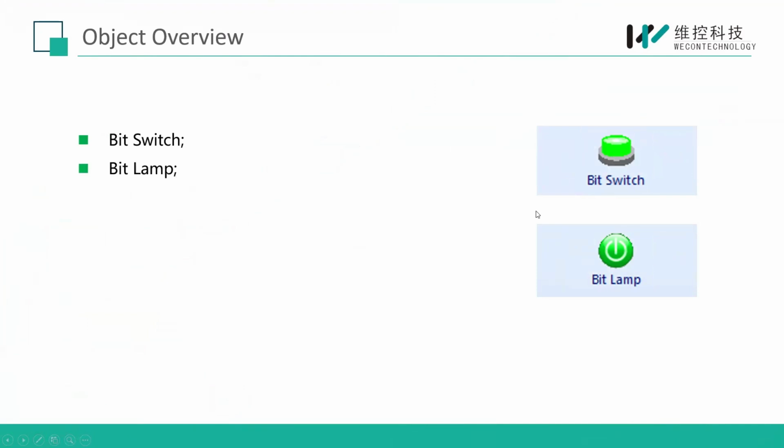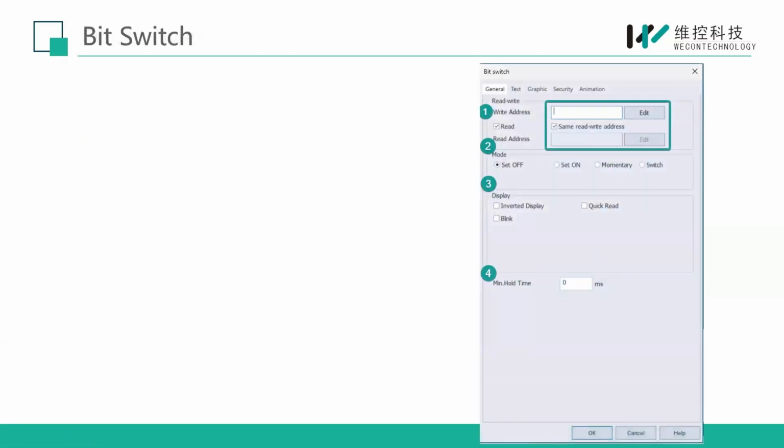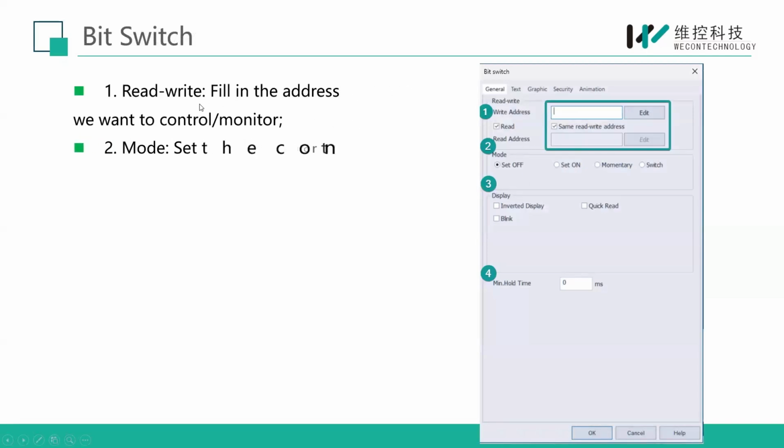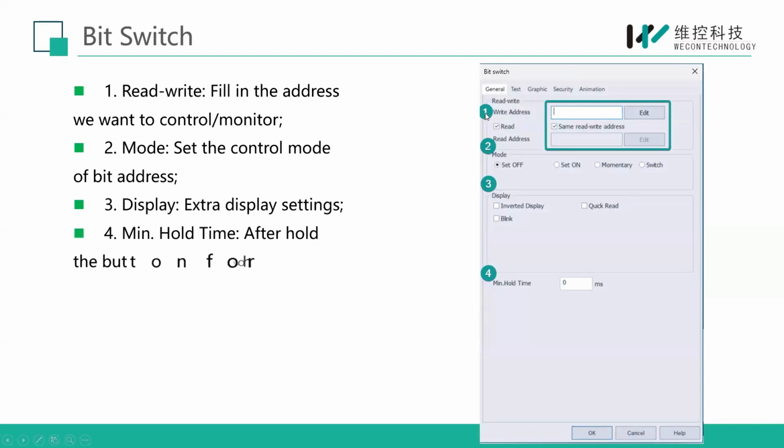It will be indicated like this in our PI Studio. These two objects are available for the bit addresses. And how can we use it? You can see the picture on the right side. The first thing is to write addresses. Fill in the address we want to control or monitor.